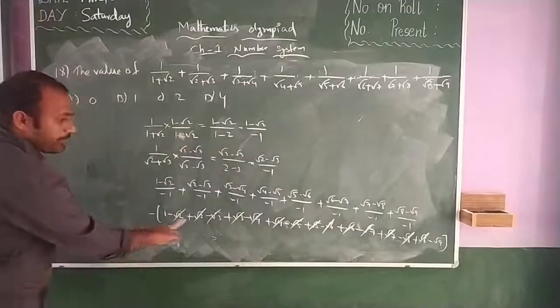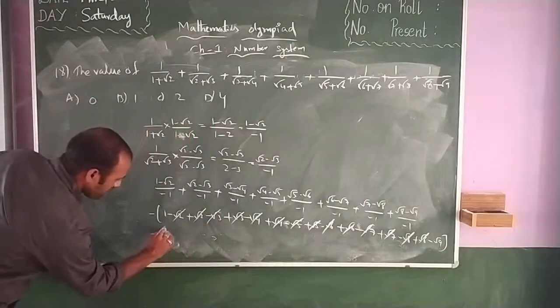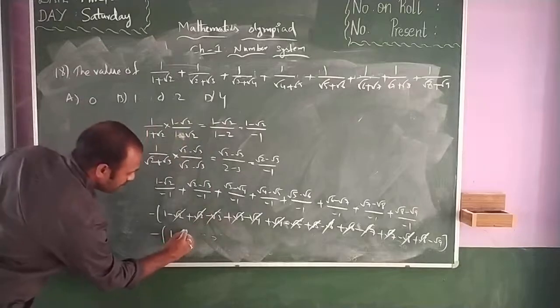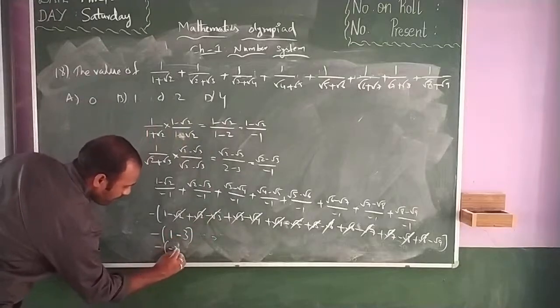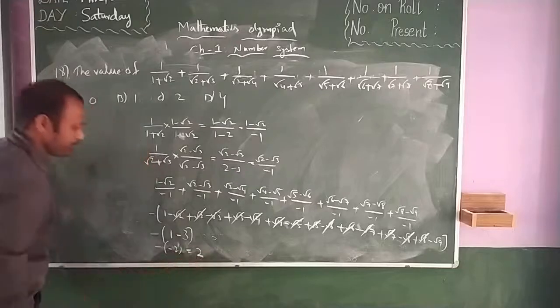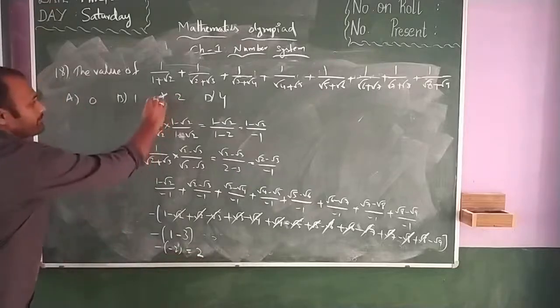Now we are left with 1 minus 9. So that is 1 minus root 9, whose value is 3. So minus of minus 2, the minus becomes plus 2. So the answer is C.